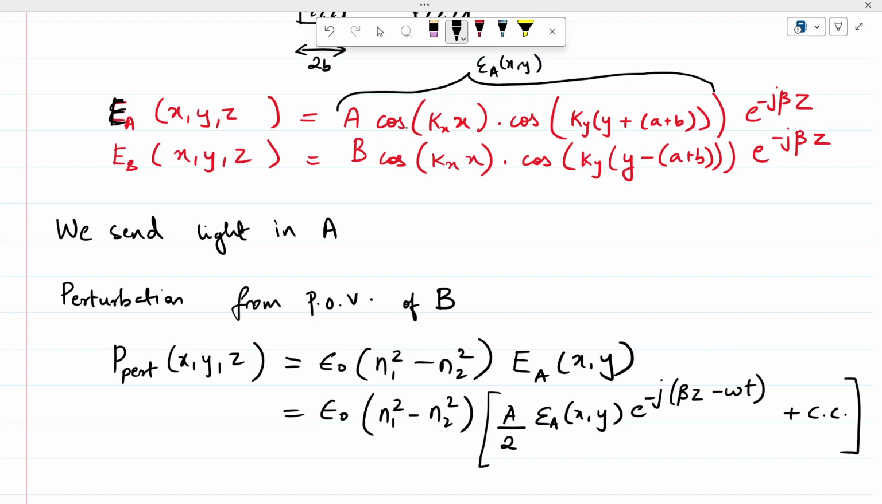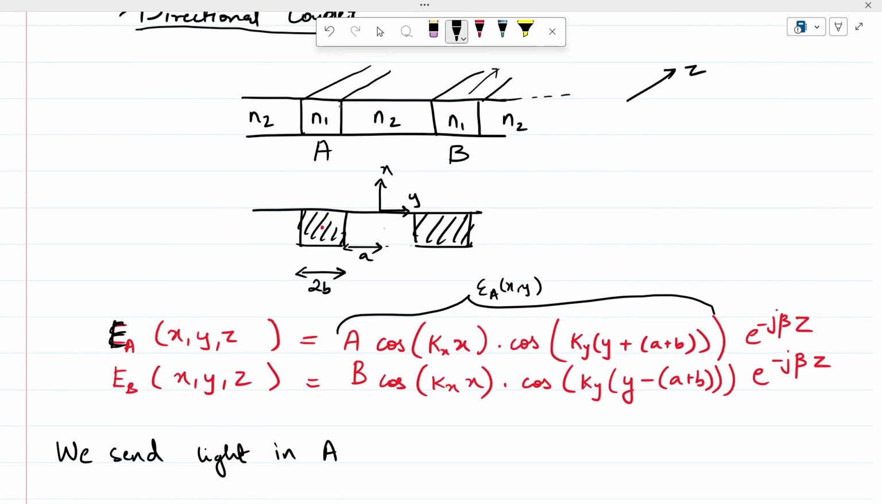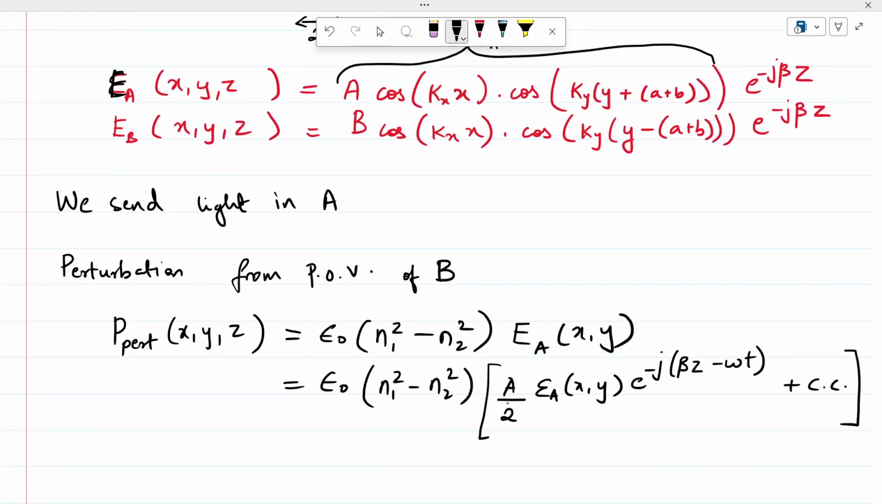So the mode profile, that is what we are talking about here. A by 2 is the amplitude minus JB. So this A is what will vary with Z. As Z increases, some amount of amplitude from the mode in A will start shifting to the mode in B. So the amplitude of the mode in A will start to reduce. So this variation of A is what we need to find, and the profile will stay the same. So EA of x comma y will be just x comma y. Right. So now we wrote the perturbation term.